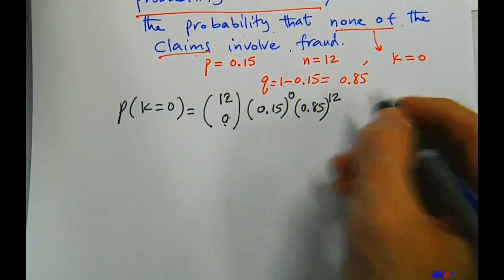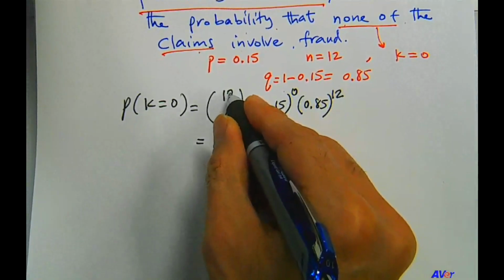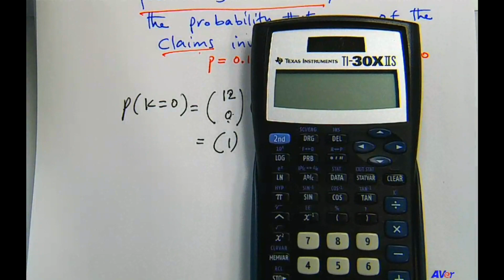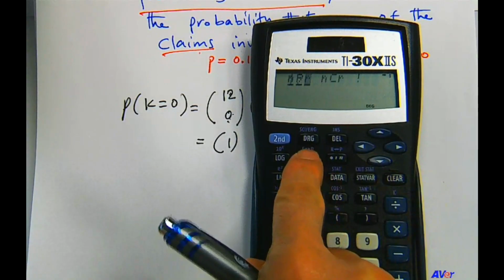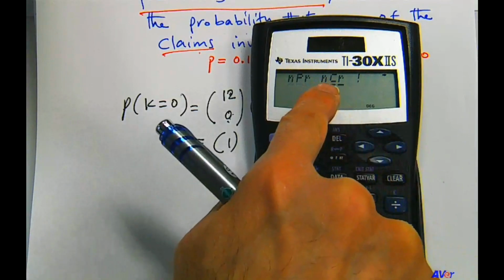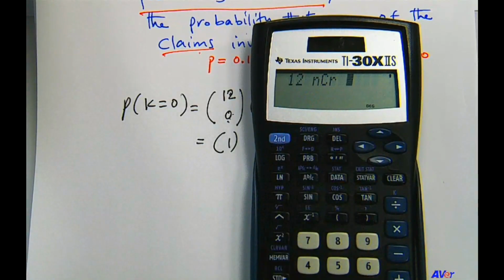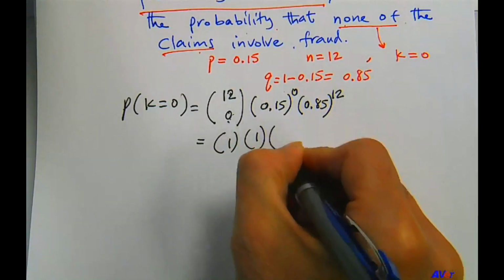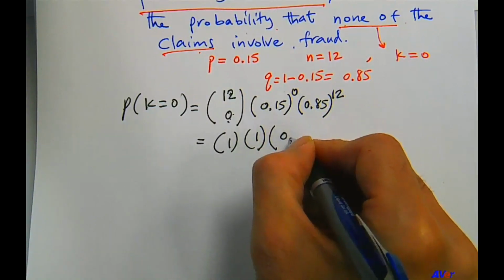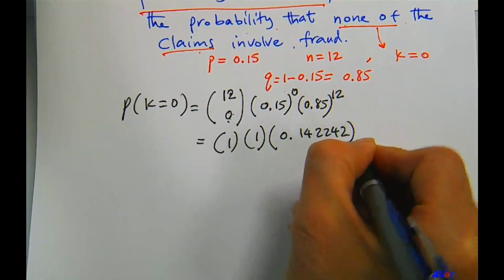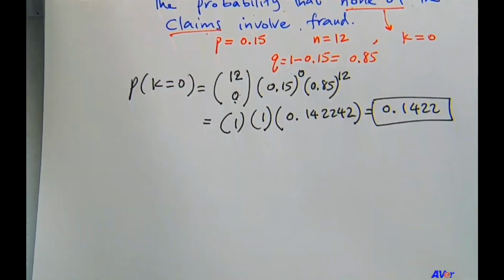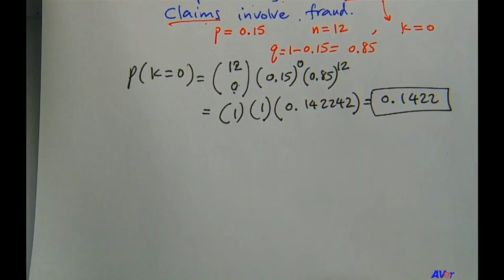Okay, so then if we expand this, 12 choose 0 is 1, right? We can quickly calculate that. So 12, then PRB, use your arrow keys to scroll to nCr and hit enter. So 12 choose 0 is 1. And then anything to the 0 power is also 1. 0.85 to the 12th power is 0.142242. So multiplying these, we have 0.1422, and this is the answer rounded to 4 decimal places.